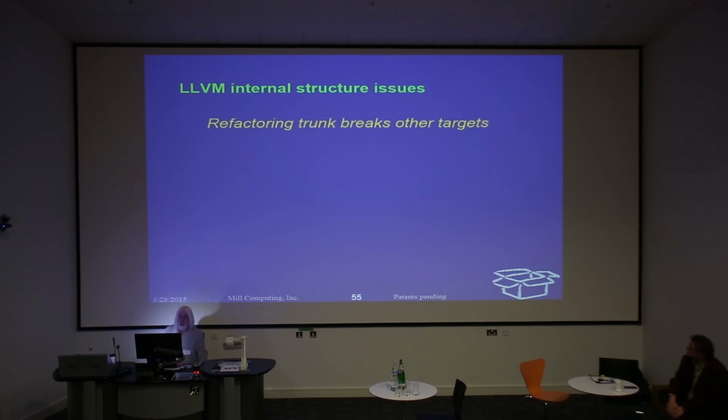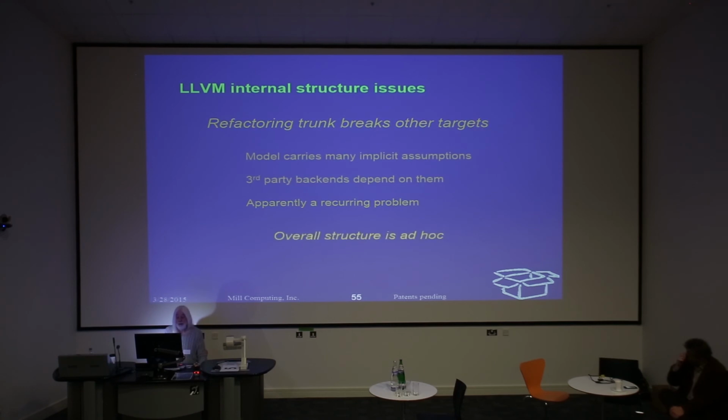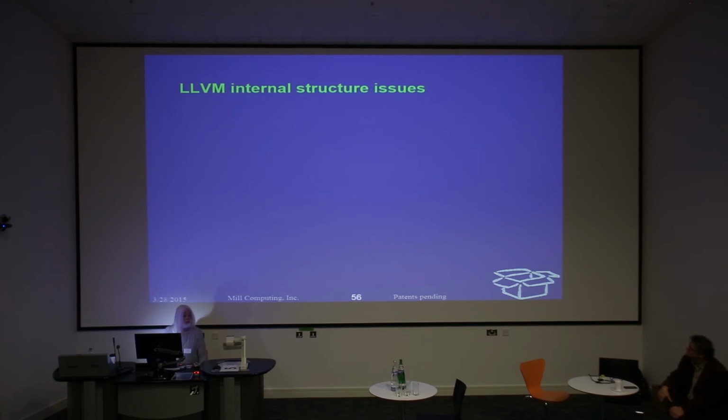We wound up having to refactor the trunk in a number of places, but this broke third-party code. The models in the existing code carry many implicit assumptions, and the backends depend upon those assumptions. This apparently is a recurring problem that others have faced. Naturally enough, given its history, the overall structure is rather ad hoc, entirely to be expected. This is not a complaint, it's an observation. But nonetheless, it's something that we have to deal with, and especially more than the next RISC machine that is a target.